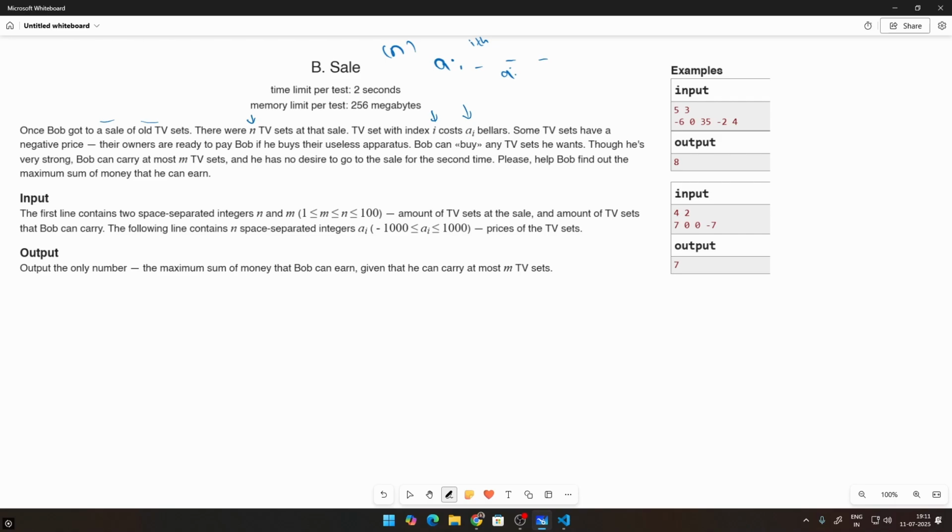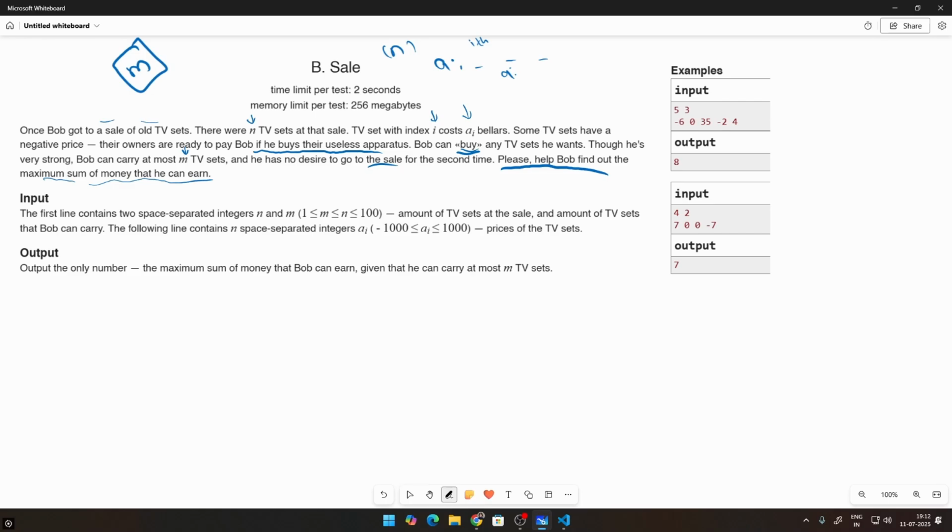Some TV sets have a negative price. Their owners are ready to pay Bob if he buys their useless apparatus. So basically, there are some TV owners whose TVs are so bad, they want to pay Bob to get the TVs. So Bob can buy any TV sets he wants. Though he's very strong, he can only carry at most m TV sets. So the cost doesn't matter, but Bob can only carry at most m TV sets. And he has no desire to go to the sale for a second time. Please help Bob find out the maximum sum of money that he can earn.